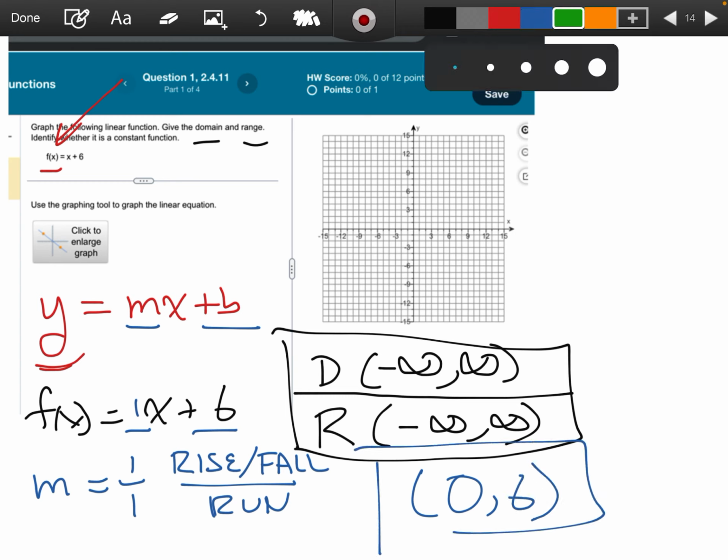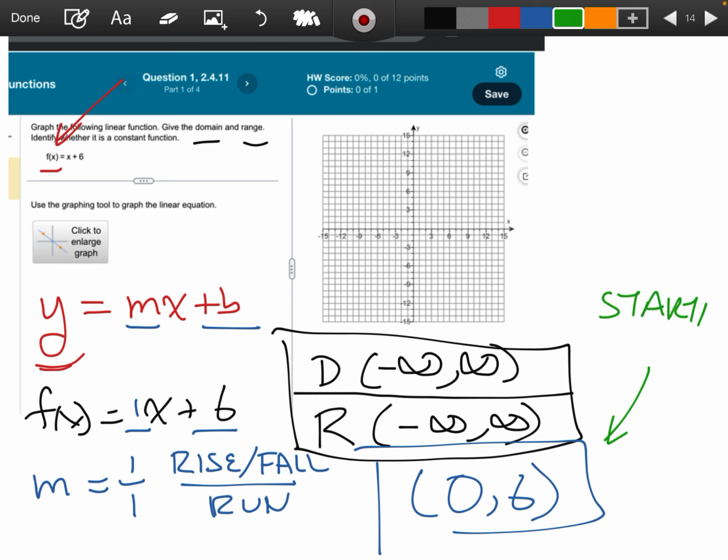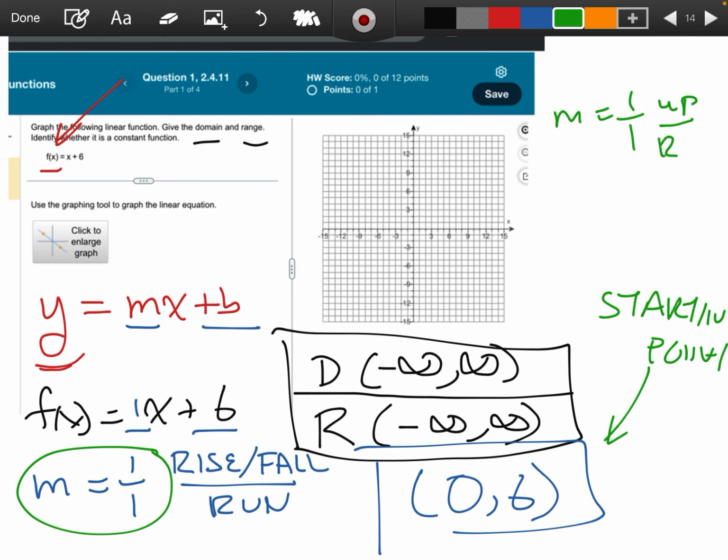So y'all, this here is going to be my starting point. Okay. Oops, sorry, running out of room. My slope is going to tell me how I'm going to move. Since my slope, y'all, is 1 over 1, we're going to go up 1, and we're going to go to the right 1. Okay?